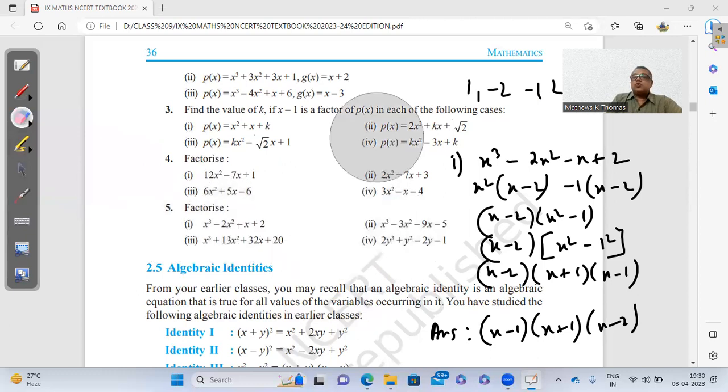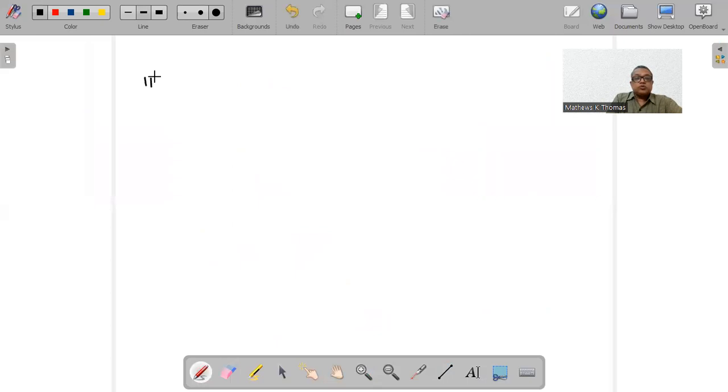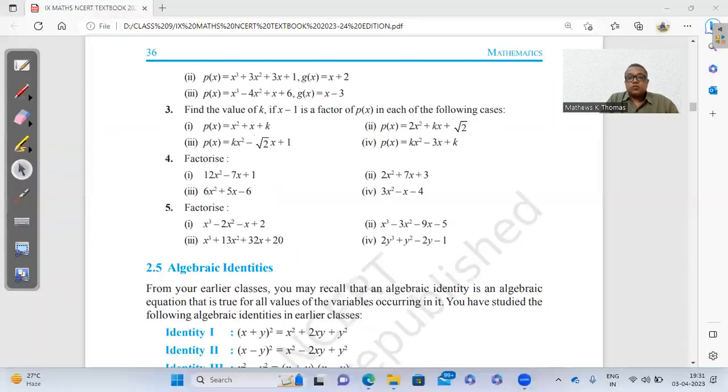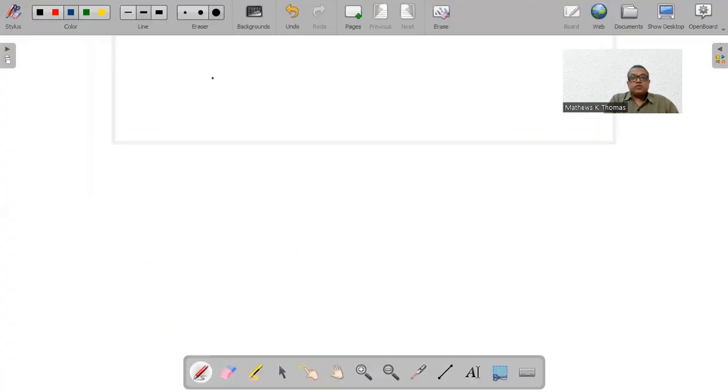So this I'm going to show on a full page because this will require more space. So I'm doing the second part of question number 5. That question was, if you remember, x cube minus 3x squared minus 9x minus 5. I'm going to explain how to do this.